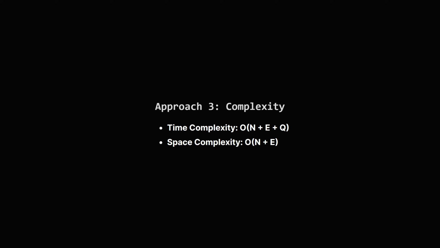The time complexity here is O(N plus E plus Q). Building the graph is O(E). DFS traversals will visit each edge and each node, so it will take O(N plus E), and processing Q queries will result in O(Q) complexity. The space complexity is O(N plus E). The graph takes O(E) space, and the component ID and level arrays, along with the recursion stack for DFS, take O(N) space. That covers 3 different approaches to solving the minimum cost walk in weighted graph problem. We saw how to use disjoint set union, breadth first search, and depth first search.